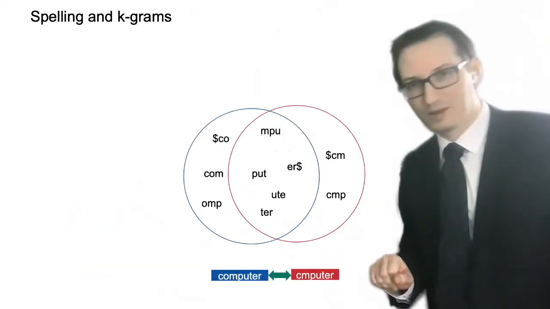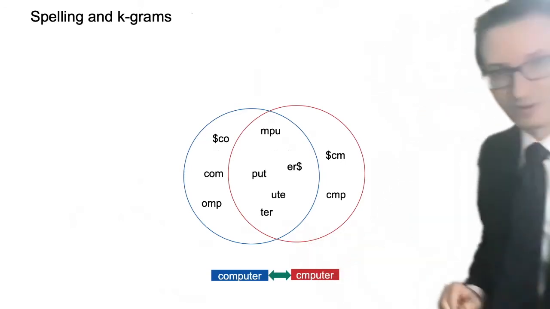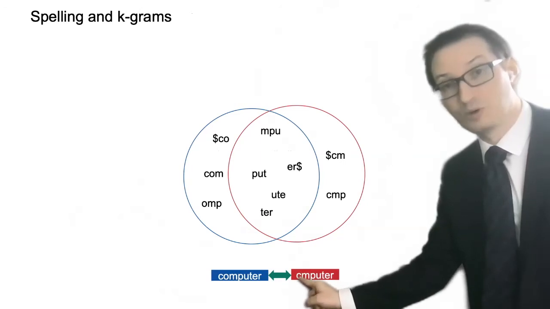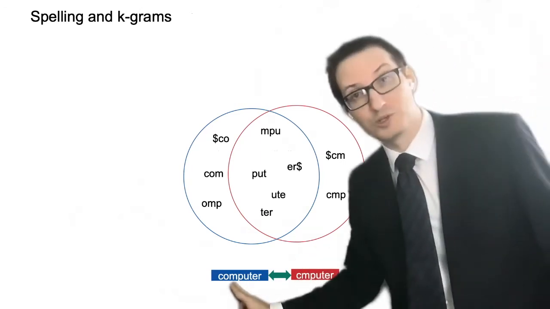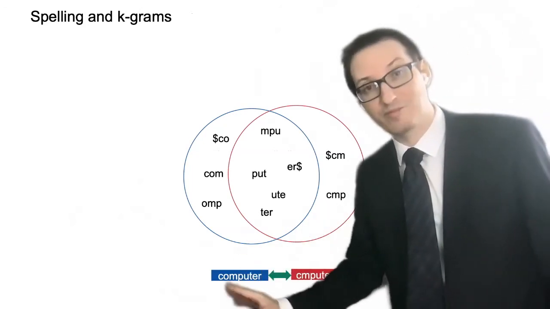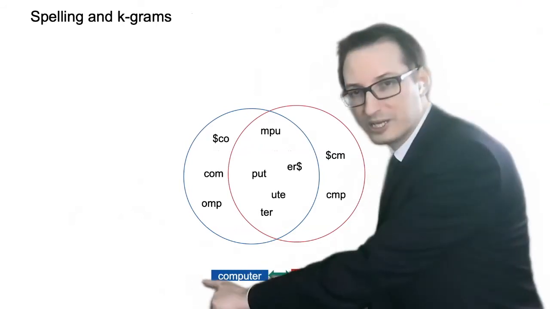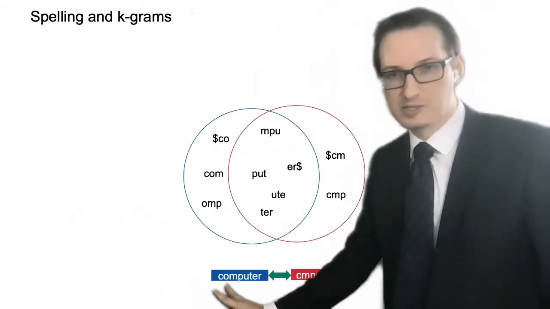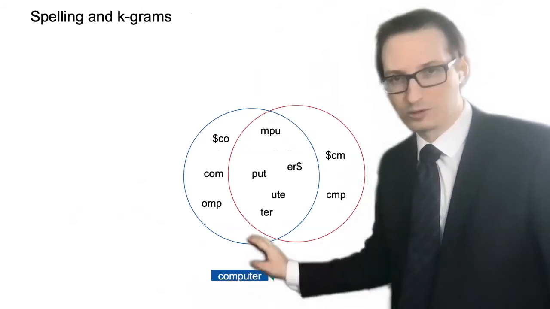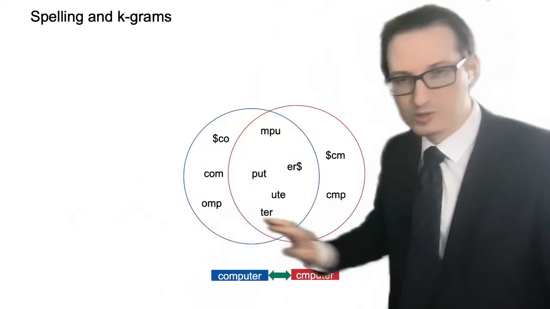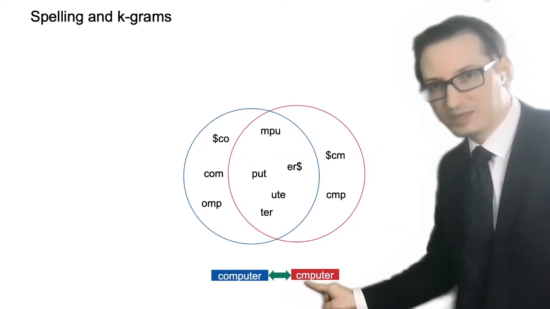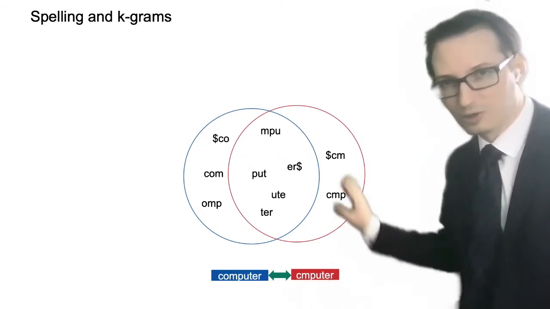Here's an example with an actual spell check, right? So here the mistake is I forgot the O, right? Computer, but I forgot to write the O. So I'm comparing it to computer, which is the correctly spelled word. So what do I do? I put all the 3 grams that I find in there. So remember, you need $ here and $ there. So that gives you $CO, COM, OMP, MPU, PUT, UTE, TER, and ER$, right? So you can put them here in the blue circle. Then you do the same with the misspelled word. That's $CM, CMP, MPU, PUT, TER, and ER$. You put them here.